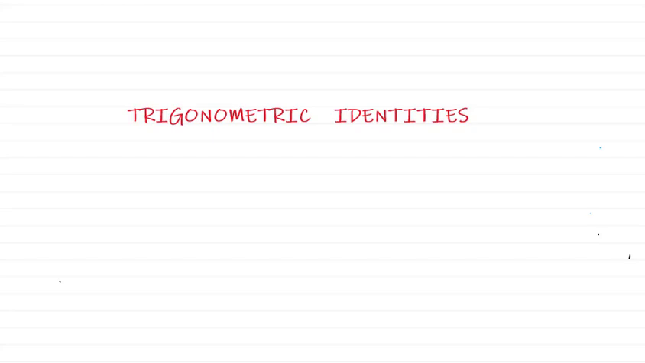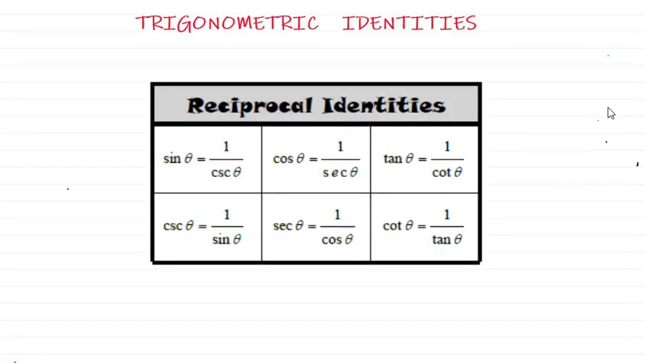Today we will see some of the trigonometric identities. As you know, all the trigonometric ratios are related with the ratios of the sides of a right angle triangle. So we have few identities that we will see today. The first one which I will discuss is the reciprocal identities.